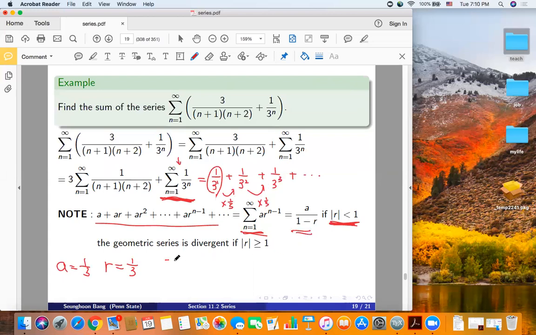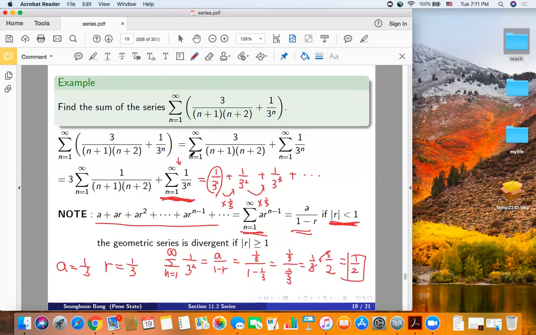So what is the summation n equal to 1 to infinity of 1 over 3 to the n? We can use the formula a over 1 minus r, exactly 1/3 over 1 minus 1/3. We have 1/3 over 2/3. The 1/3 times the reciprocal of 2/3 is 3 over 2. 3 is crossed out. Final answer is 1 over 2.